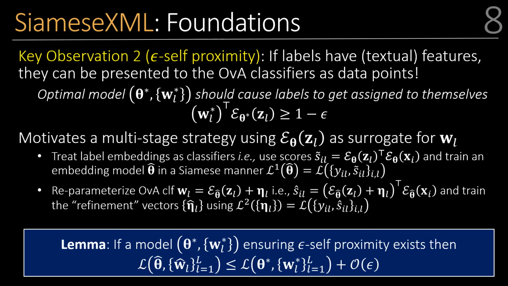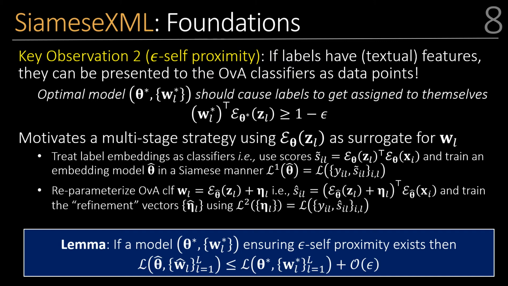We observe that the label representations learned on the basis of label text, that is E(z_l), can themselves be presented as data points to the one-versus-all classifiers W_m. The paper argues that in several real-life situations, the optimal model can be expected to assign the labels to themselves with high confidence. The paper formally develops the notion of epsilon cell proximity for the same.